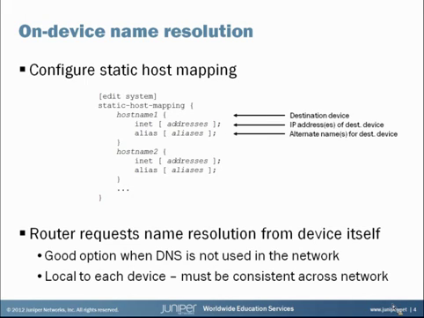Now, when you commit this configuration and you type in again a ping command or a telnet command or what have you, the device is going to do name resolution on itself. It's going to check this static host mapping file, and it's going to use the appropriate IP addressing to resolve to the device you want to get to. A good option when DNS is not implemented in your network. This is a good alternative.